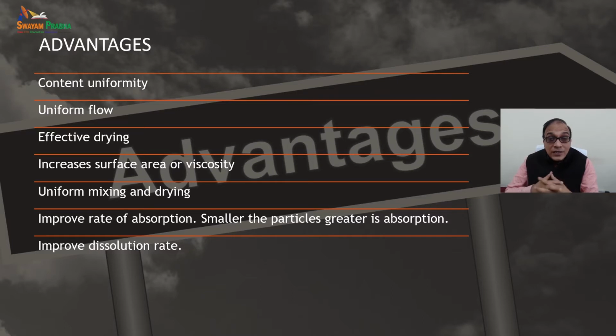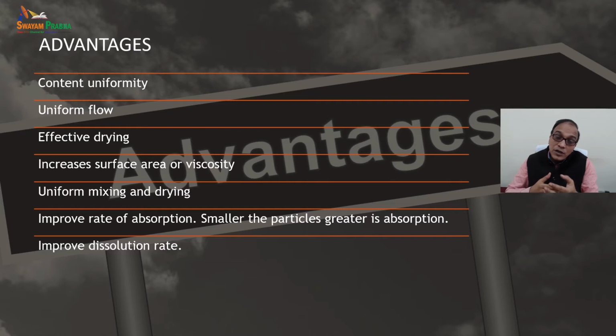Content uniformity is the next, if you say the advantages, we can get the uniform content. The content uniformity can be achieved. Uniform flow can be achieved with the help of size reduction. If you do the size reduction, you will have good flow properties of that particular blend. Effective drying is possible when the size is reduced. Increased surface area or viscosity we will get when we do the size reduction, and this has its own advantage. Uniform mixing and drying, we can do.